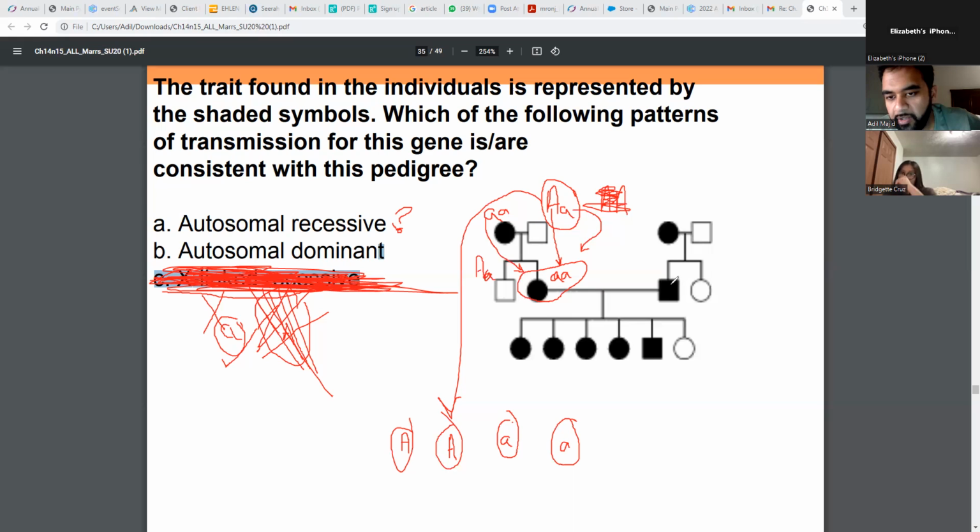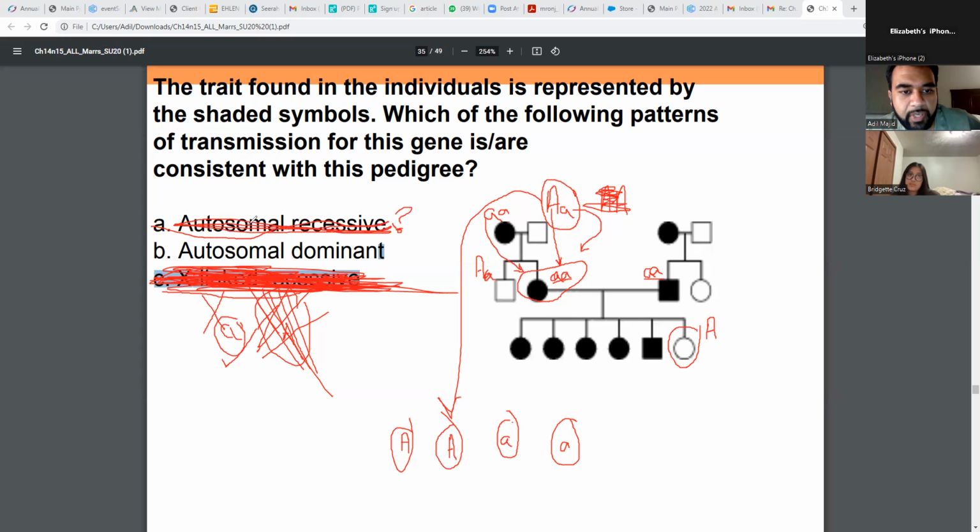So now this person right here is showing, right? So this person has to be little a, little a. If it's autosomal recessive, they have to be little a, little a. That's the only way they'll show it, right? So the only alleles this guy can give is little a. The only alleles this girl can give are little a's, right? So how did this guy come out with a big A? Because he has to have at least one big A to not show, right? So where did that big A come from? We don't know. We can't explain it. That's why it can't be autosomal recessive.